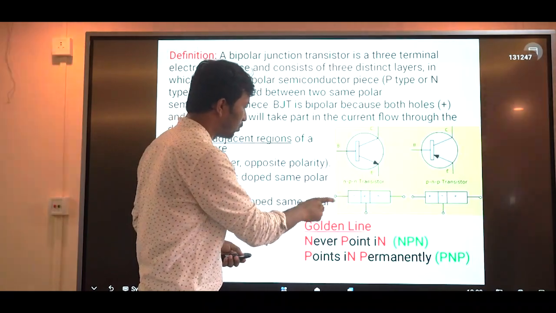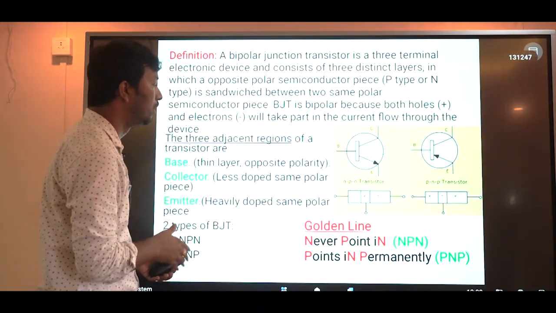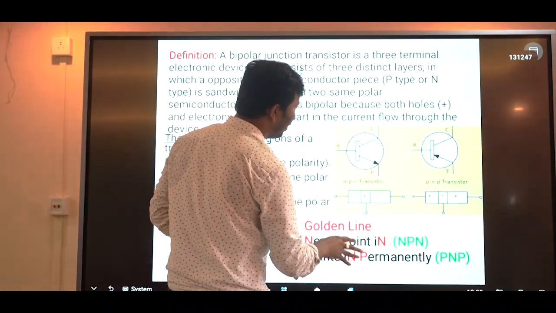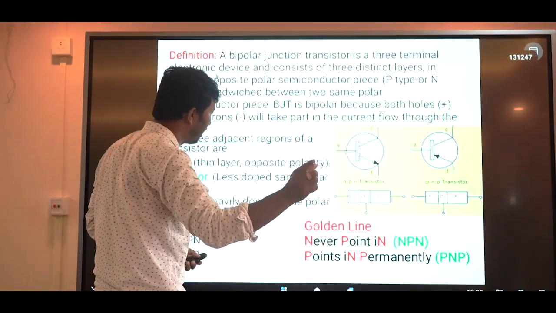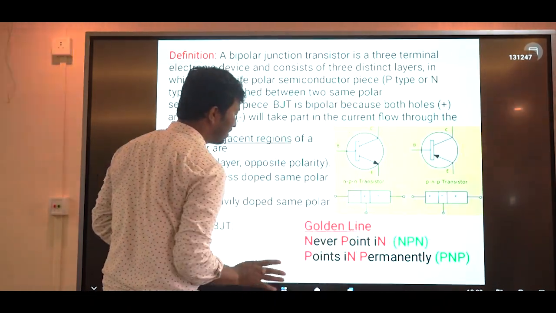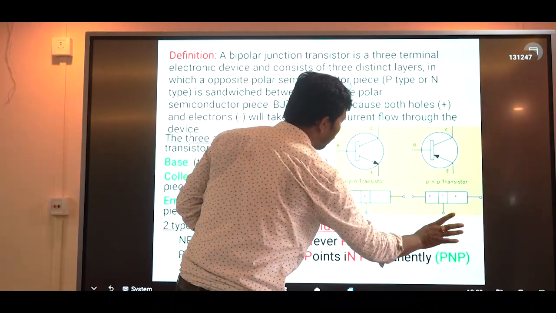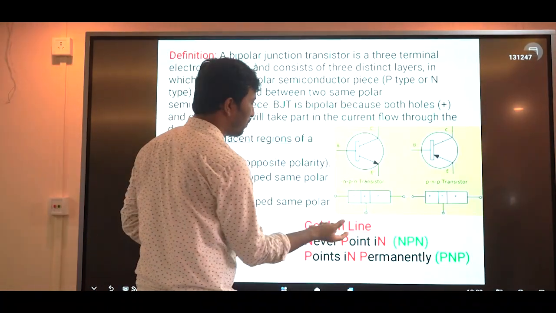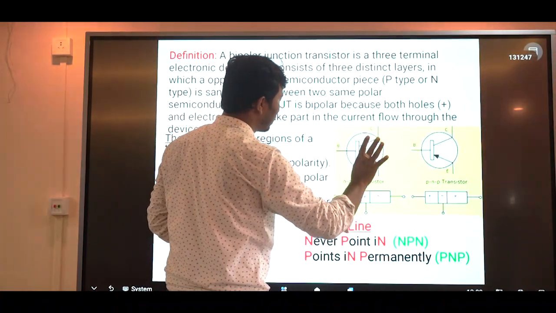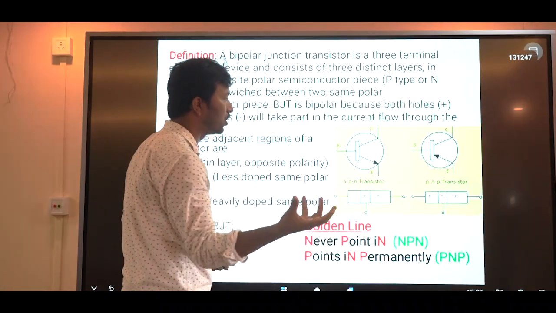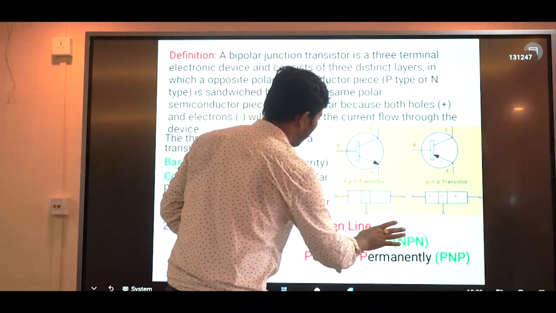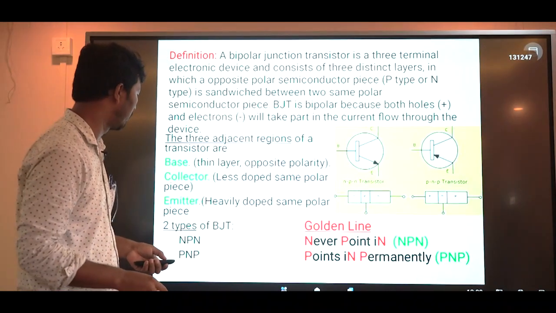And to remember this, we can remember this golden line also. In NPN, the arrow never points in; in NPN it never points in, or in PNP we can say it points in permanently. So to remember these golden lines: in NPN transistor the arrow is towards outside, and in PNP transistor the arrow is towards inside. To remember this, we can remember these two lines also.